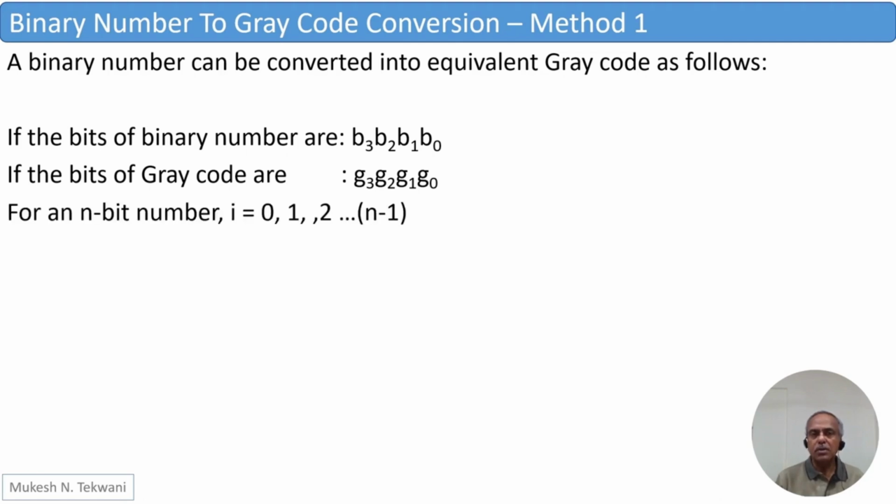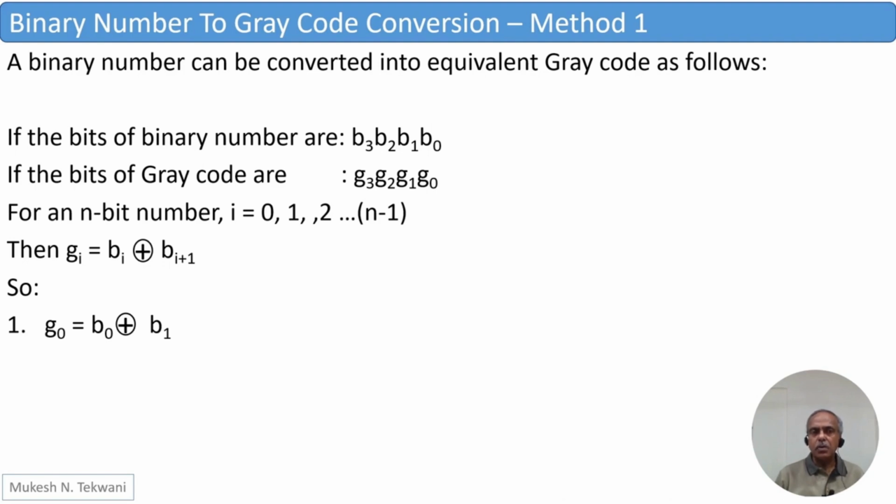The logic will be like this. For any given n-bit number where I is 0, 1, 2, 3, we say that G of I is the XOR of the ith bit and the I plus 1th bit. So for example, we'll have G of 0, in this case I becomes 0, G of 0 will be B0 XOR B1.